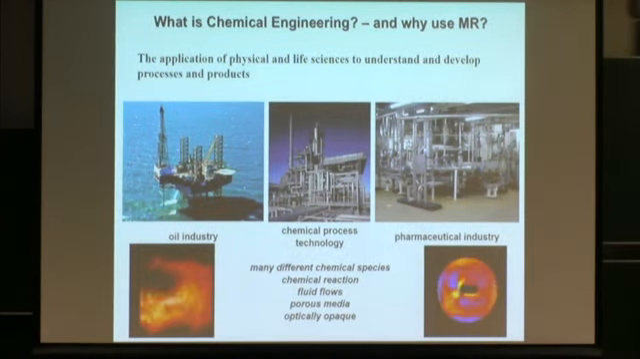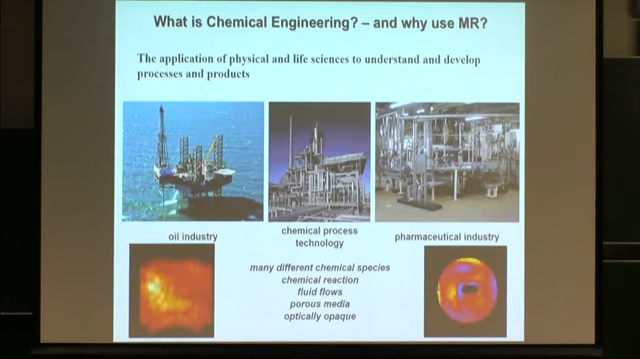Hopefully. Right, so what is chemical engineering? Really it's the application of physical and life sciences to understand and develop products and processes. The sort of things that we're looking at predominantly are, I would say, engineering and physical sciences applications of magnetic resonance, and the areas in particular that we're concentrating on are the oil industry, chemical process technologies such as catalysis and chemical transformations, and the pharmaceutical industry in particular, controlled release dissolution type systems, and probably materials processing, soft solids should go in there as well.